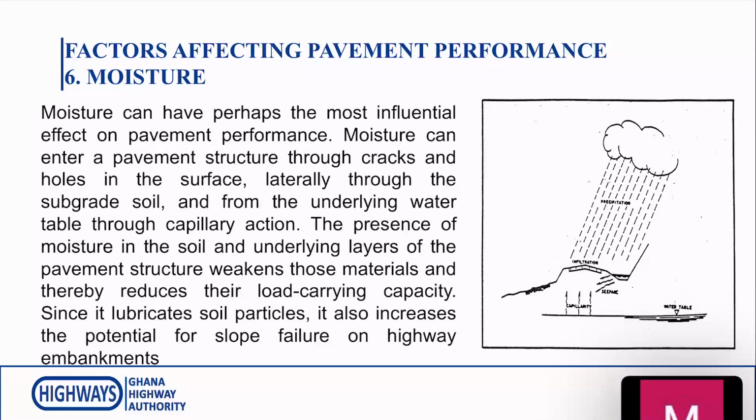The next important factor is moisture. Now, moisture can have perhaps the most influential effect on the pavement performance. The moisture can enter a pavement structure through cracks and holes in the surface. It can enter laterally through the subgrade soil and from the underlying water table through capillary action. The presence of water or moisture in the soil and underlying layers of the pavement structure weakens those materials, thereby reducing their load carrying capacity. Since it lubricates the soil particles, it also increases the potential for slope failure on highway embankments.